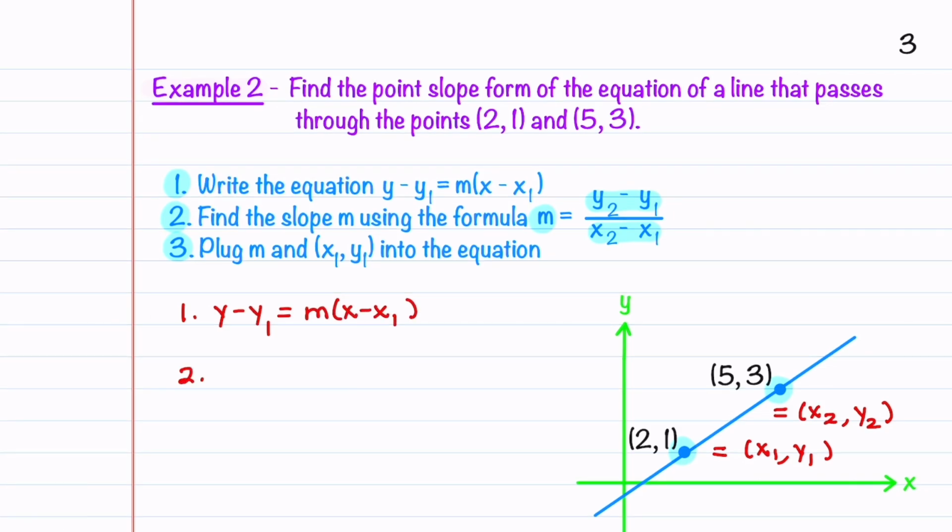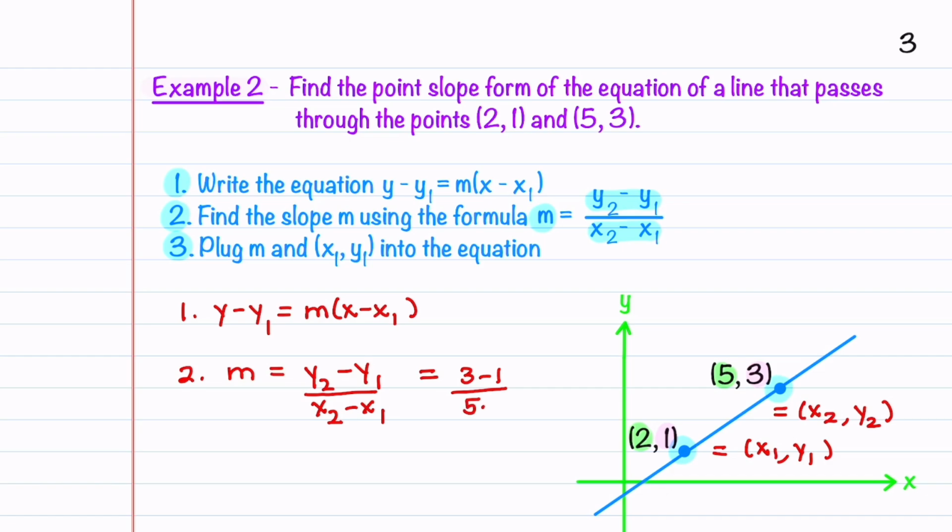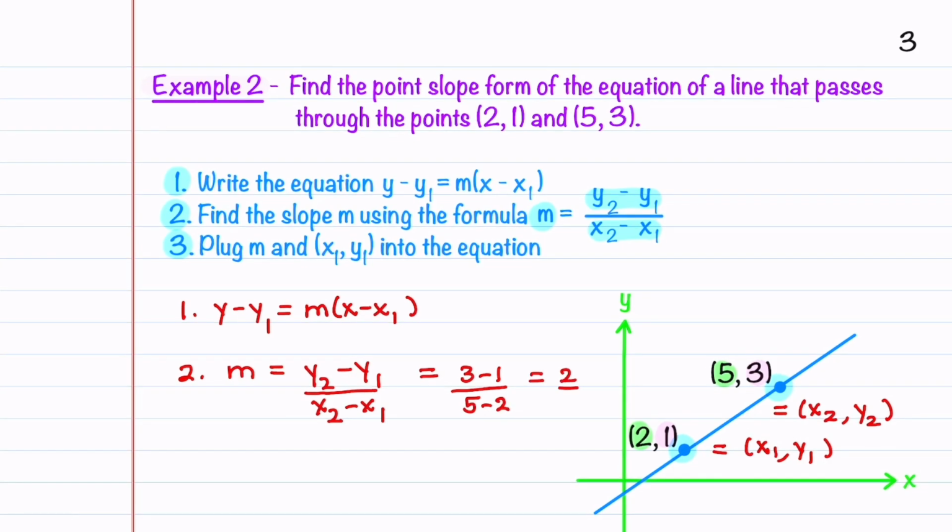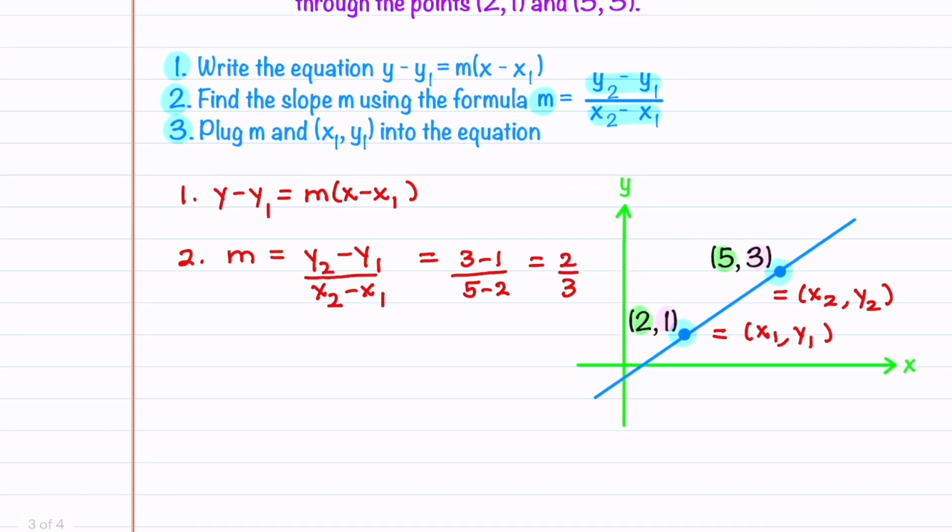x1. Our m is equal to y2 minus y1, all divided by x2 minus x1. This is equal to our y values, 3 minus 1, all divided by our x values, 5 minus 2. And this is equal to 2/3. Let's now plug our slope and our point (x1, y1) back into our equation. So we have y minus y1, and y1 is 1. And this is equal to our slope, which is 2/3, times x minus x1, and x1 is equal to 2.